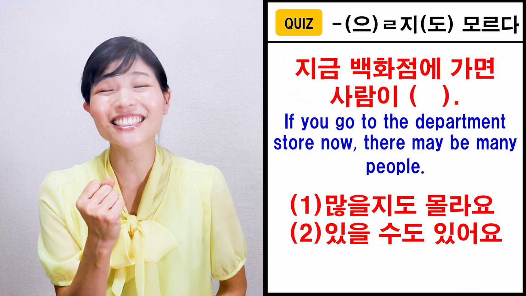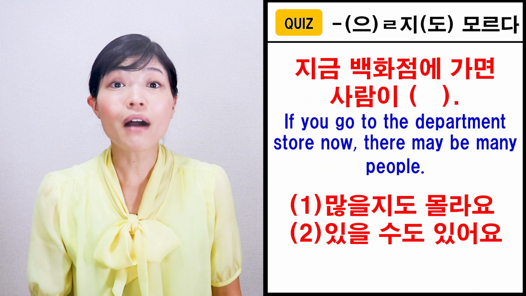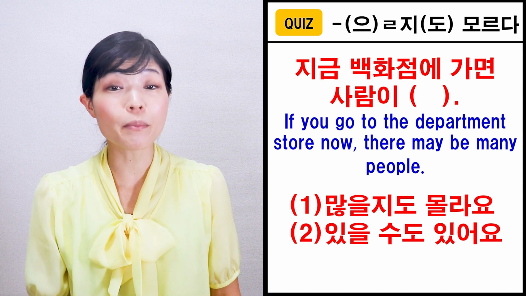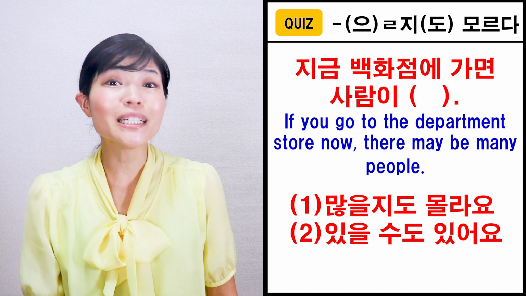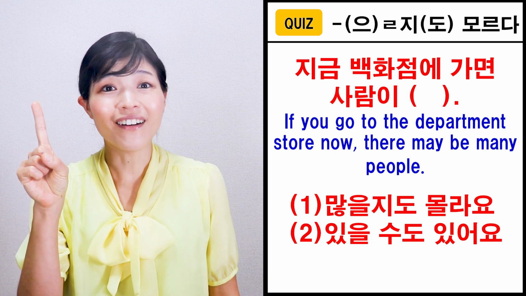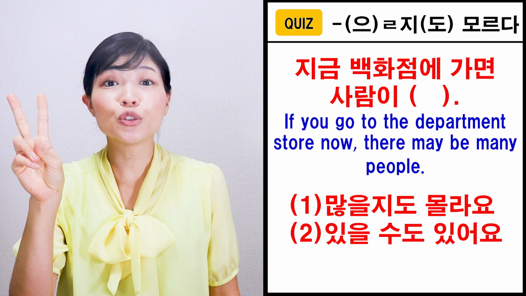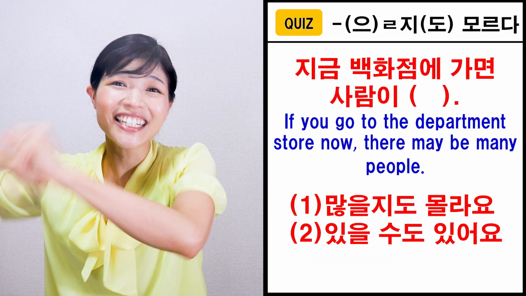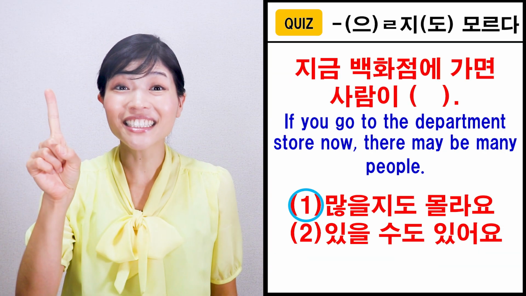Then let's try the next quiz. 지금 백화점에 가면 사람이 ( ), if you go to the department store now, there may be many people. Number 1, 많을지도 몰라요. Number 2, 있을 수도 있어요. The correct answer is number 1.